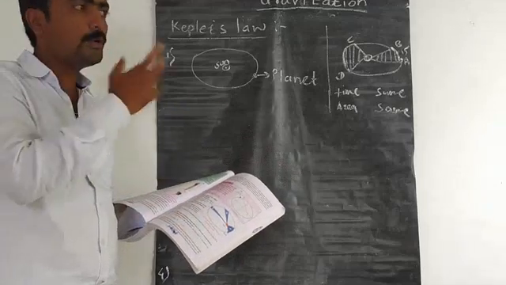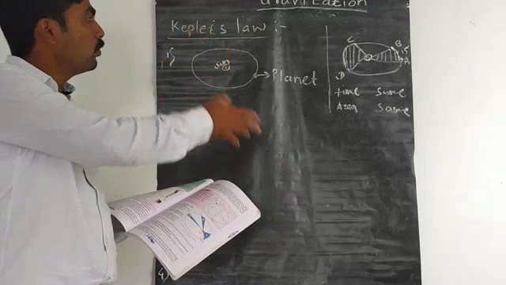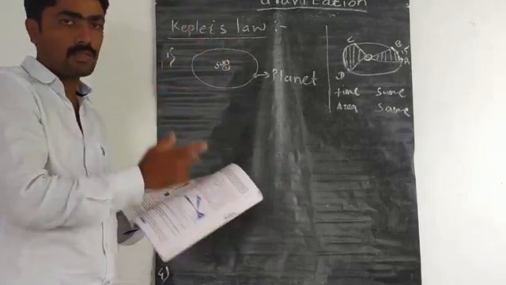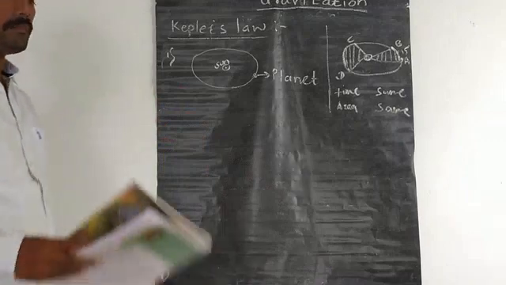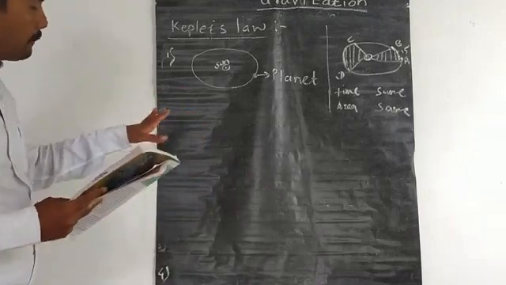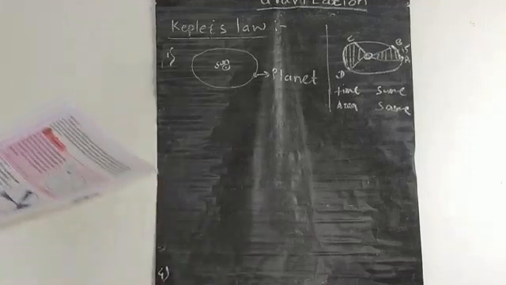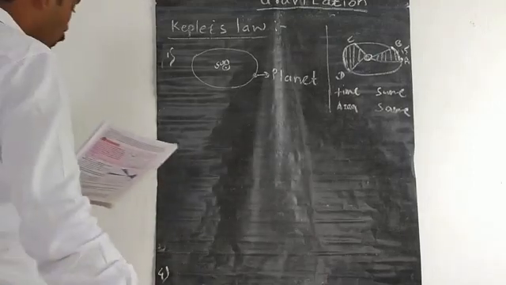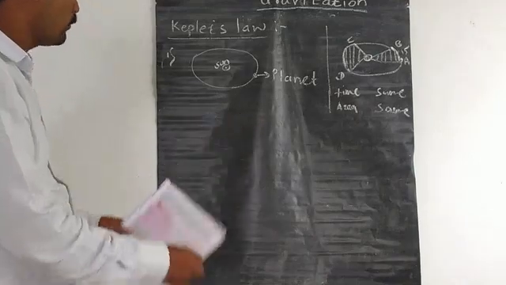But in the first two videos we have seen all about gravitation. Now in this video we will see about Kepler's laws. See students, there are three laws of Kepler. So what is the statement of Kepler's first law? The orbit of a planet is an ellipse with the sun at one of the foci.